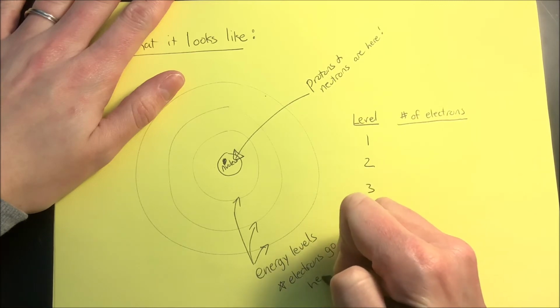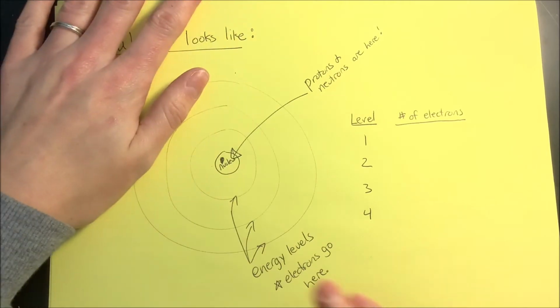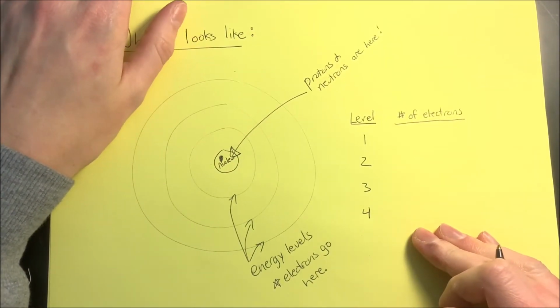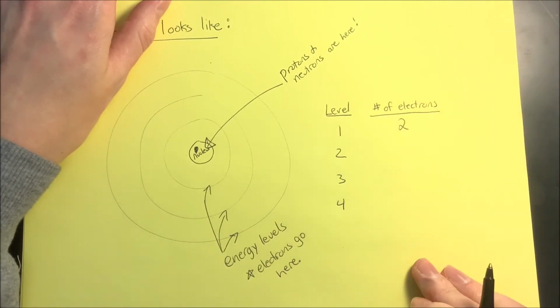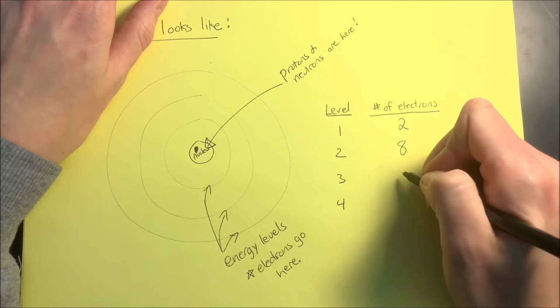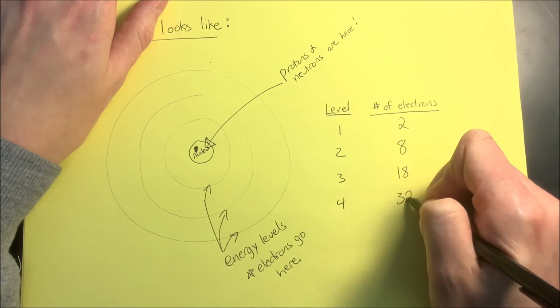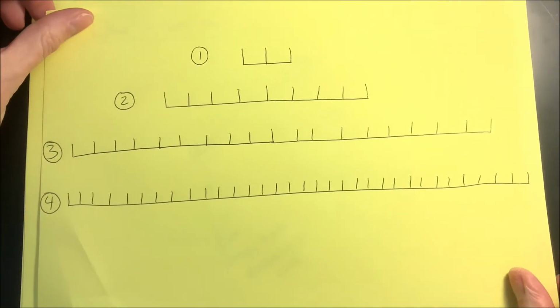Okay. Now, at first we just thought, hey, look, rings, but it turns out that only so many electrons can be on each ring, and so that's going to be something that we have to understand to be able to do this correctly. Only 2 electrons can be on the first energy level. Only 8 can be on the second. We can get all the way up to 18 on the third, and a whopping 32 electrons on the fourth energy level. And what I've drawn here is a diagram you don't have to draw, but it looks like this.